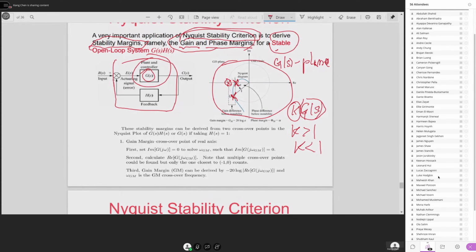So what do you think this crossing point is going to be?